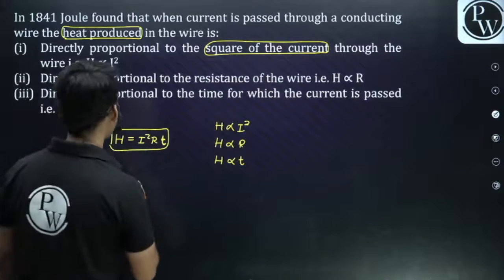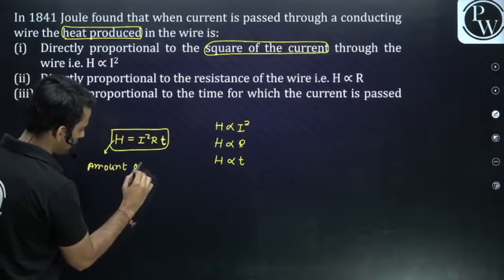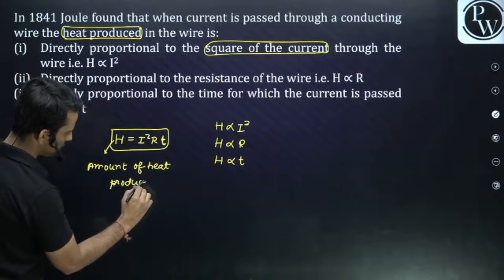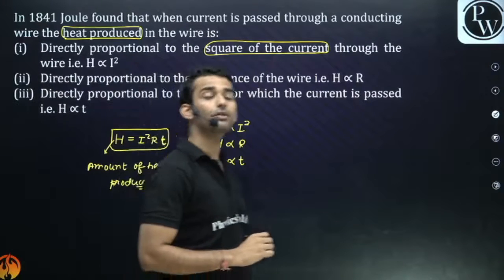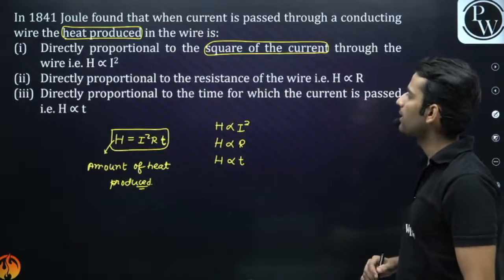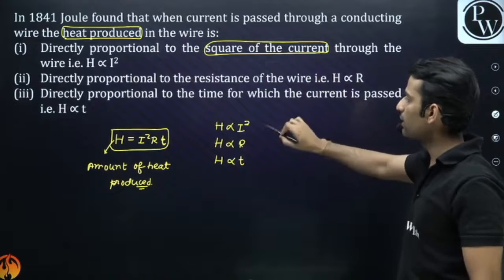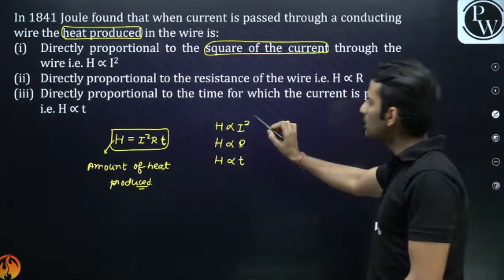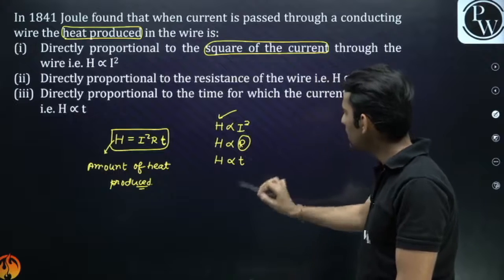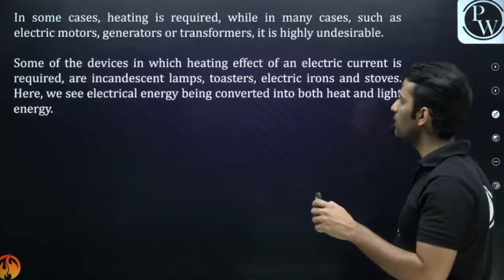Here H is the amount of heat produced. H is equal to I square RT. Clear guys? So it is proportional to time, proportional to resistance, and proportional to the square of current. If you double the current, the heat will become 4 times, not double. If you double the resistance, the heat will be doubled. If you double the time, the heat will also double.